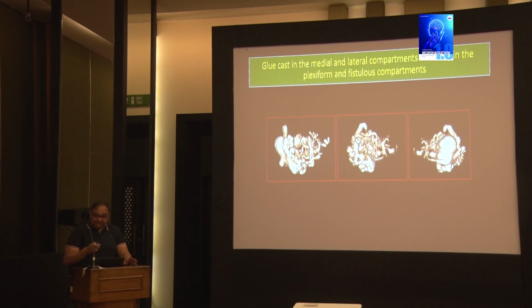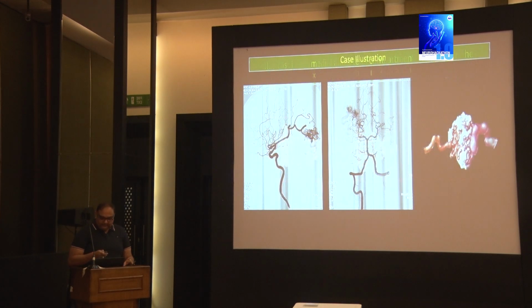Most important in terms of hardware when you talk about AVMs is to look at the cast of the embolic material that you have deposited inside the AVM, and you should be able to pick out each part of the AVM in the cast. It acts like a surrogate. So the entire plexiform part on the medial side, the entire plexiform part on the lateral side, and the fistulous portion on the lateral side all are seen in the glue cast.